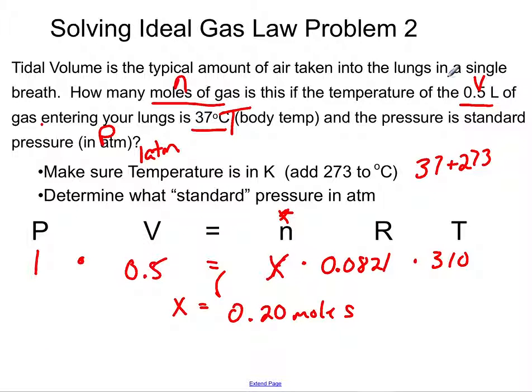All right, let's try converting pressure. If we get pressure in different units, we have to convert it to ATM. So let's do that now.